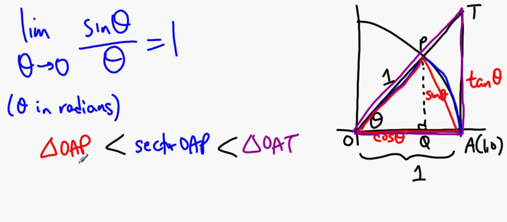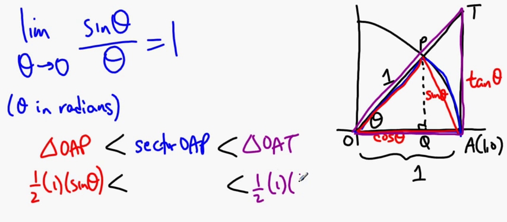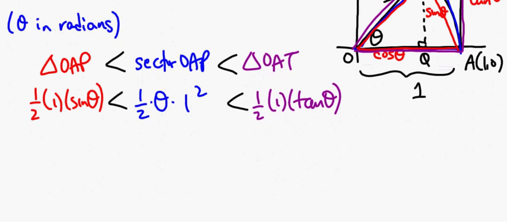The area of OAP, this is the area of a triangle, so that's 1/2 base times height. And the area of the big triangle, OAT, well, that's 1/2 base times height. And the sector, well, the area of a sector is 1/2 times theta times r squared. That's something we should remember from pre-calculus. So, a little bit of interesting algebra here.